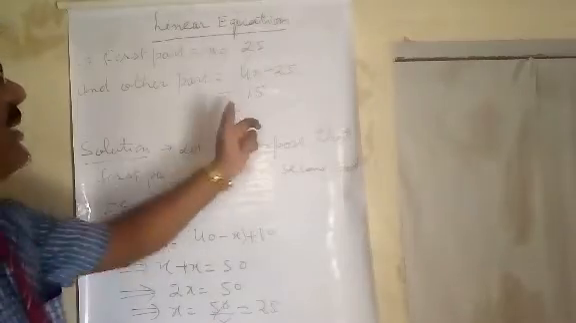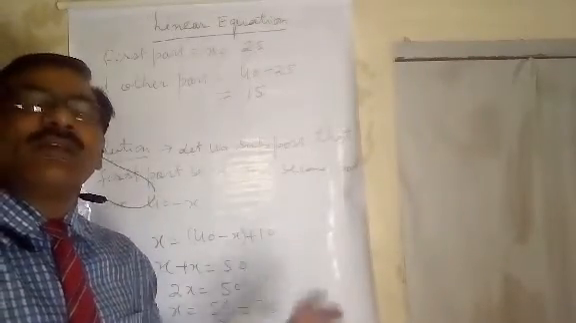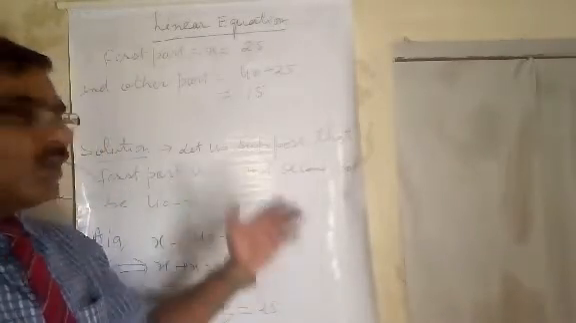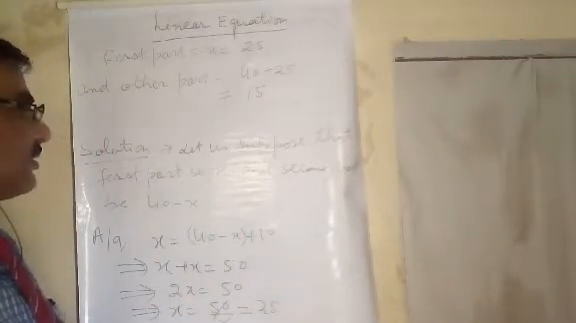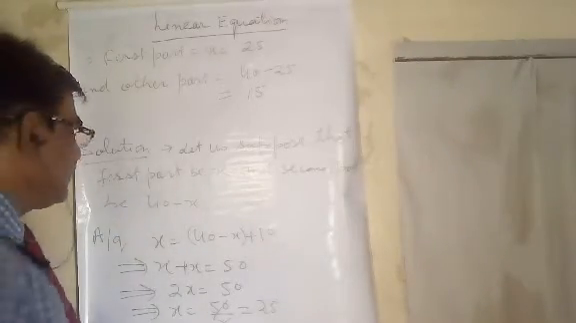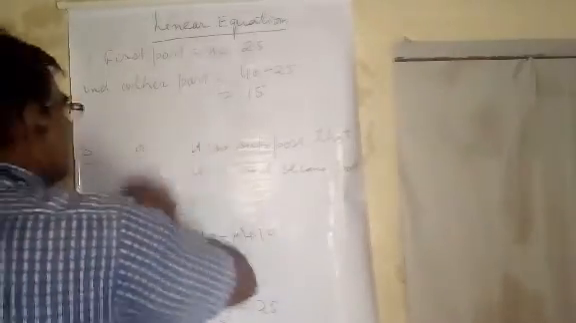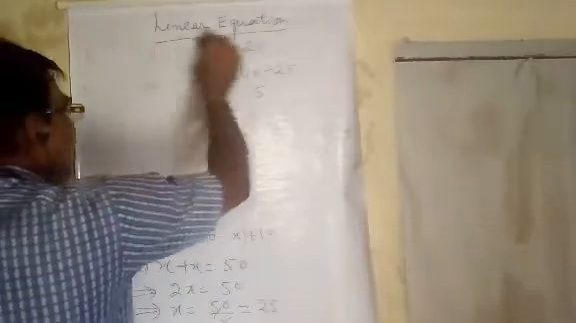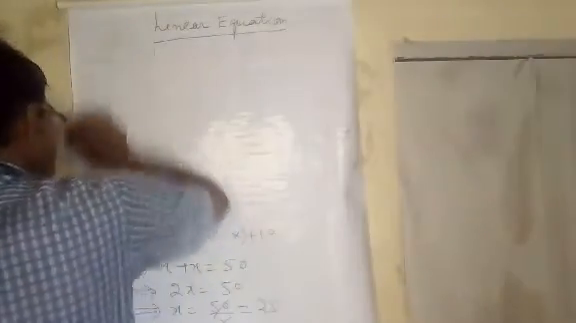If we add 25 and 15, we get 40. So our answer is correct. Now, next question. Next question of linear equation.